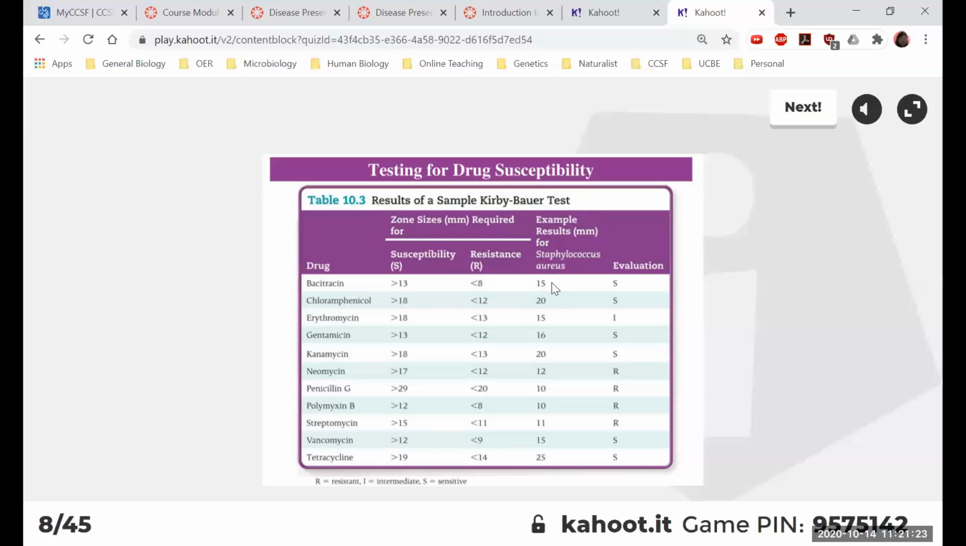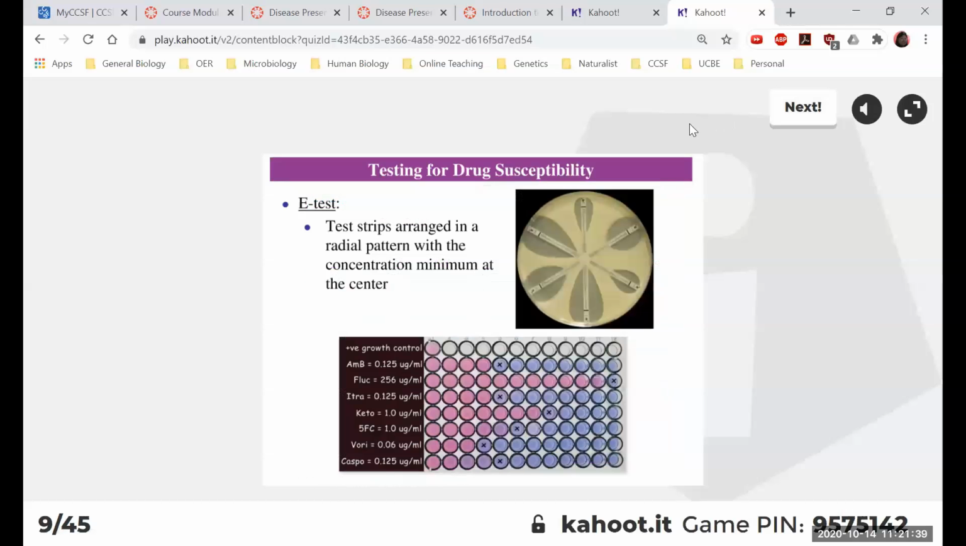So this is just an example for Staphylococcus aureus. Zone of inhibition ended up being 15, so it's still susceptible. So it's okay to use bacitracin for treating a Staphylococcus aureus infection. This is not the MRSA. This is just your regular garden variety Staphylococcus aureus. So that's Kirby-Bauer.